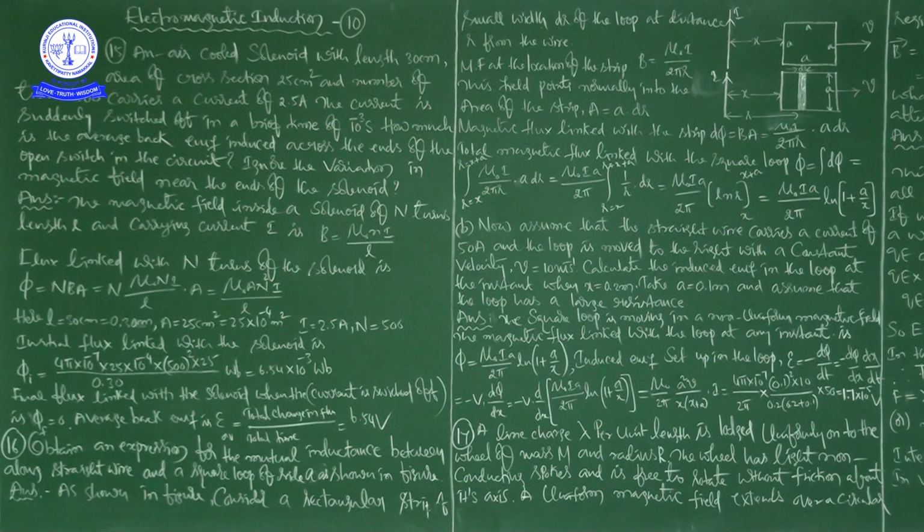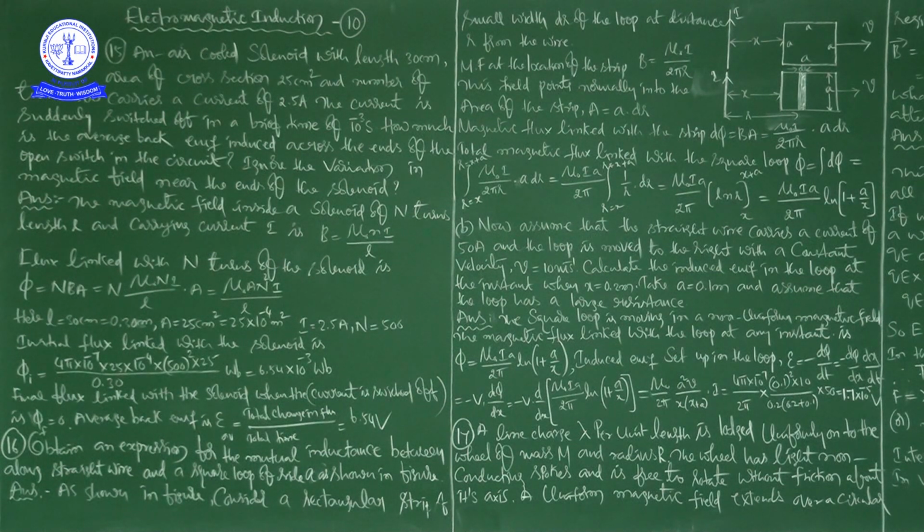Now, as shown in the figure, consider a rectangular strip of small width dr of the loop at a distance r from the wire. This is the small width, and its distance from the wire is r. Now, the magnetic field at the location of the strip is B equal to mu naught I by 2 pi r. This is the magnetic field.